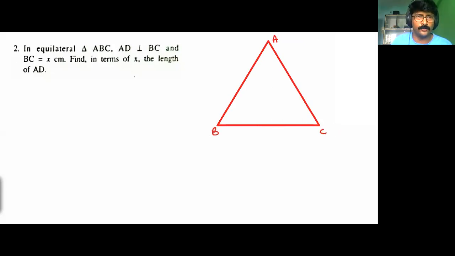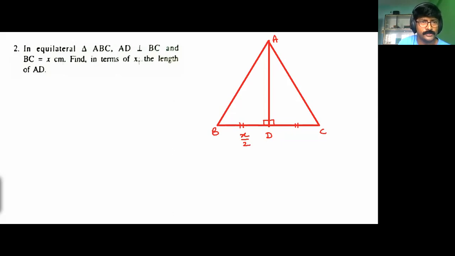AD is perpendicular to BC. Do you remember in the last video I mentioned something? When side AD is perpendicular, it bisects this base, isn't it? It's an equilateral triangle's property. And BC is equal to x. That means this will become x by 2.